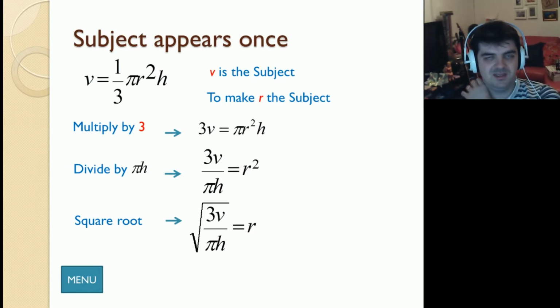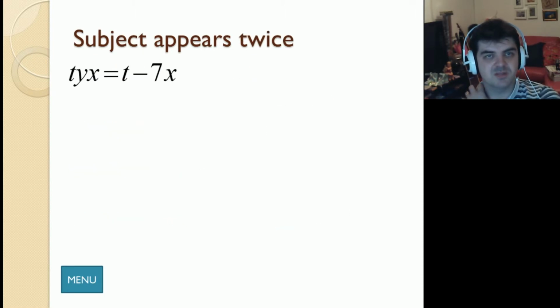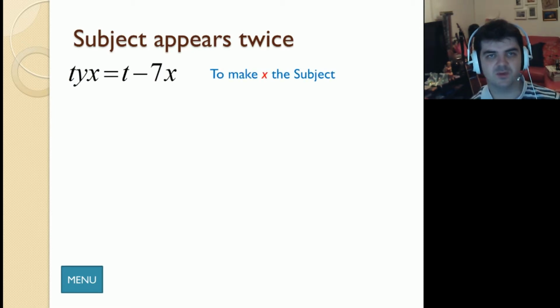We're going to go on to A, an A star level, because the subject's going to appear twice. And we're going to use the things we've been doing the past couple of weeks, factorizing, to help us out. Right. In this question, we want to make x the subject. There's nothing actually the subject at the moment in the equation because it's tyx equals t minus 7x.